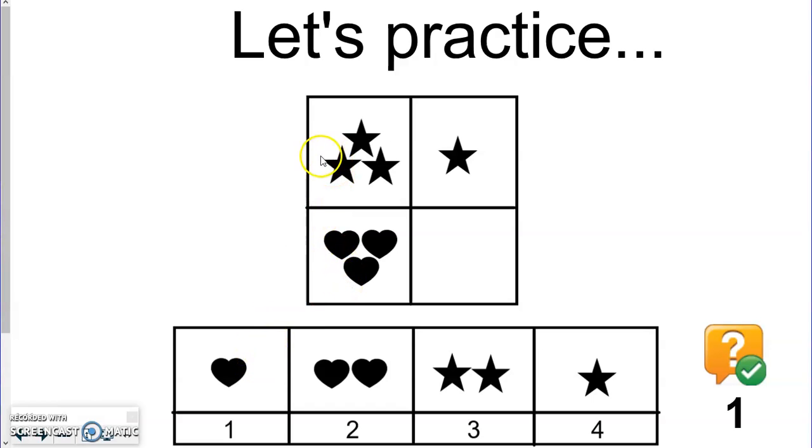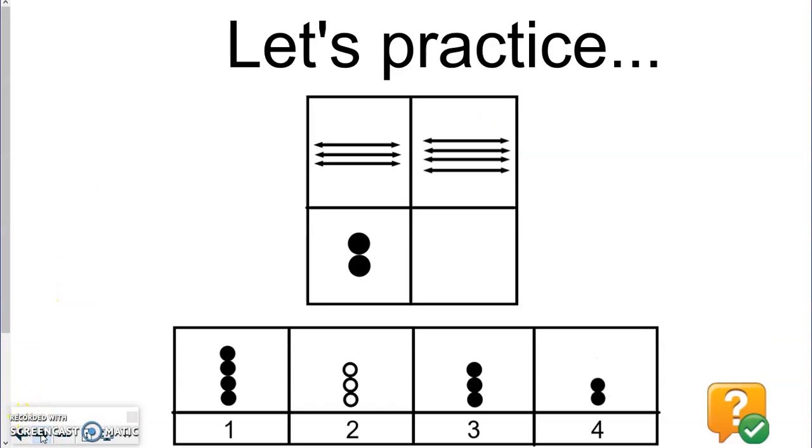That's right. 1 is the correct answer because here we had 3 hearts. Here we have 1 heart. Just look at the top. Here we had 3 stars. Here we had 1 star. Great job. All right, let's do another one.